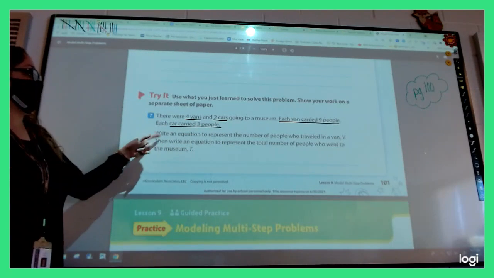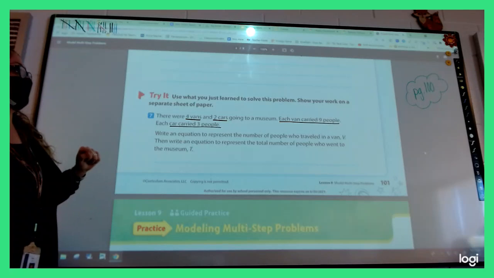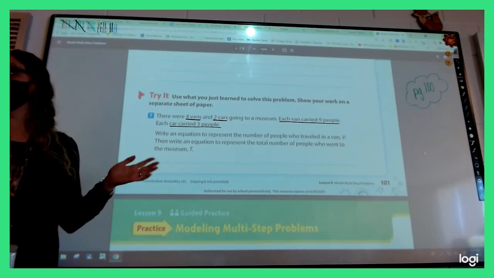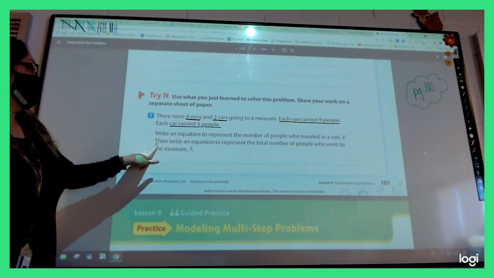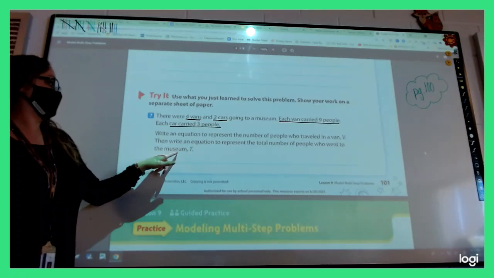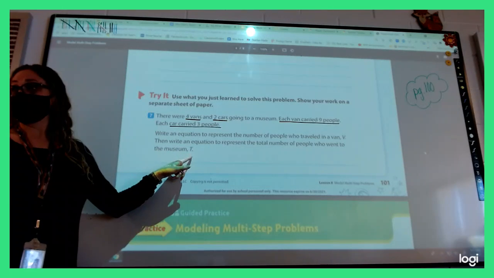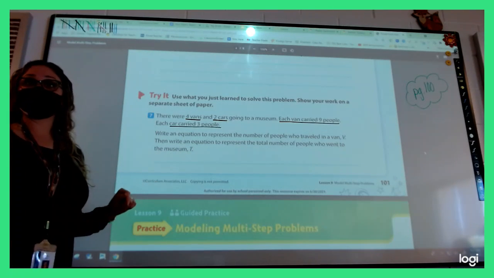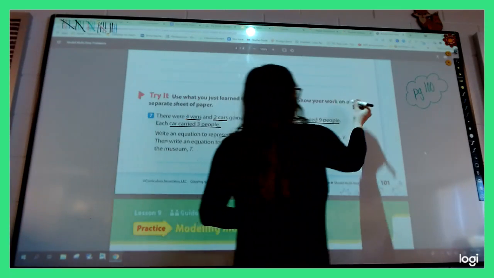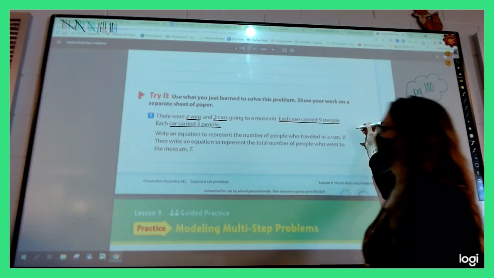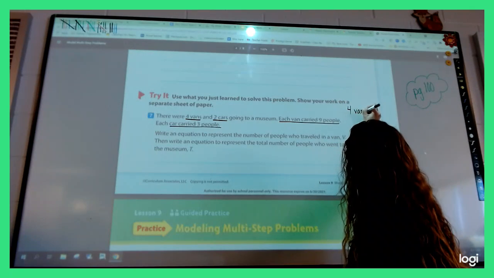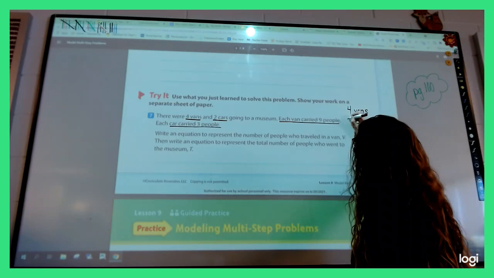Now, we need to write an equation to represent the number of people who traveled in a van, which is going to be V. V will stand for van. Then write an equation to represent the total number of people who went to the museum, which will be T. Okay, so we have multiple steps to do here, so stay with me the whole time. All right. So I'm going to write my info over here because I like to see it visually. We have 4 vans. And we have 2 cars.